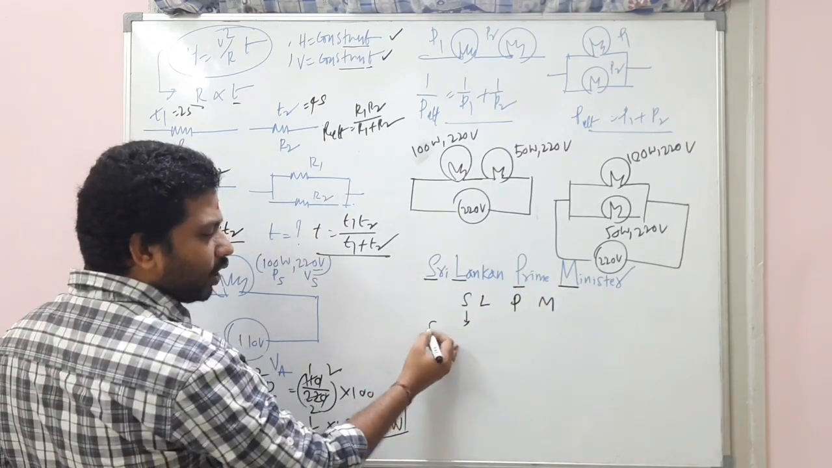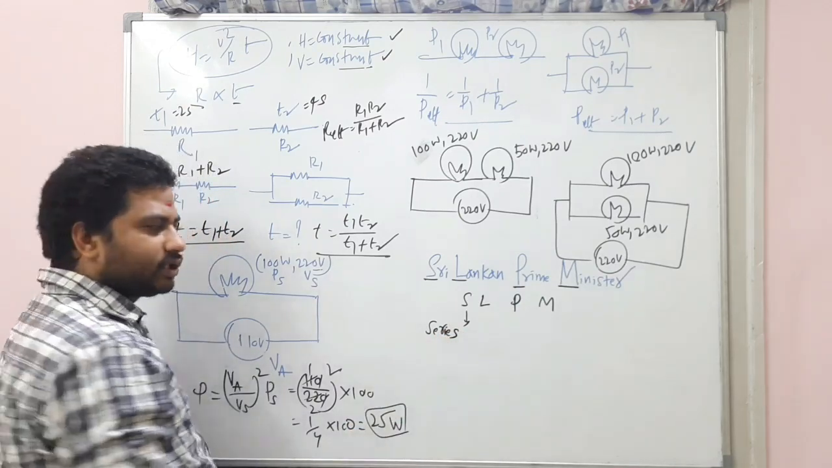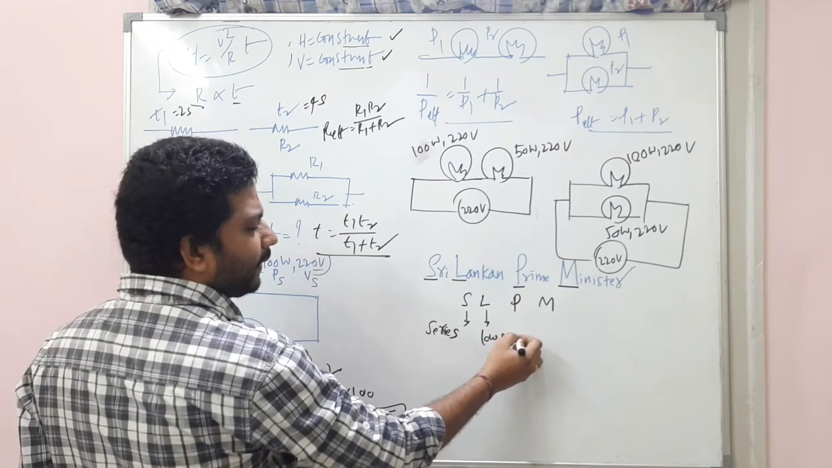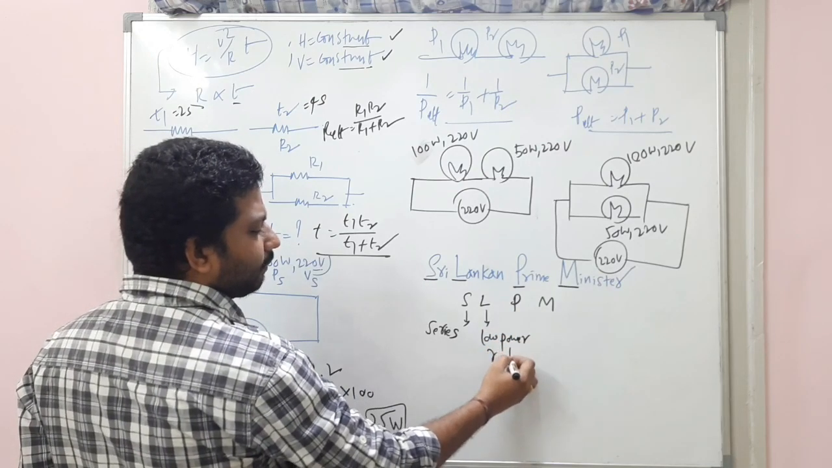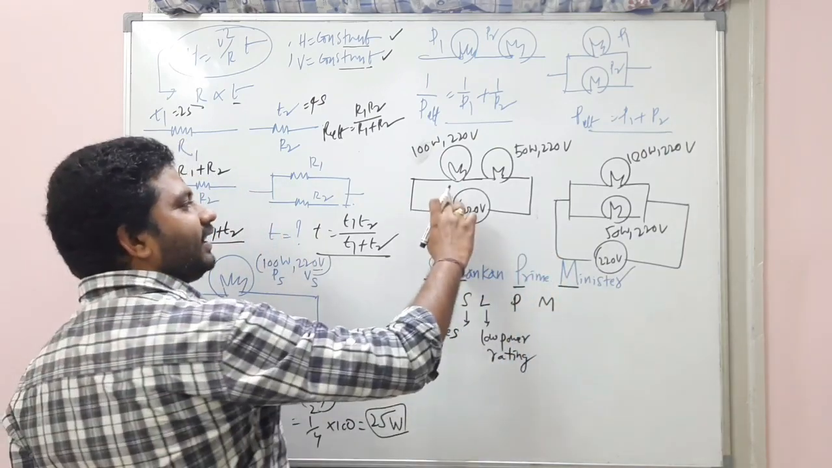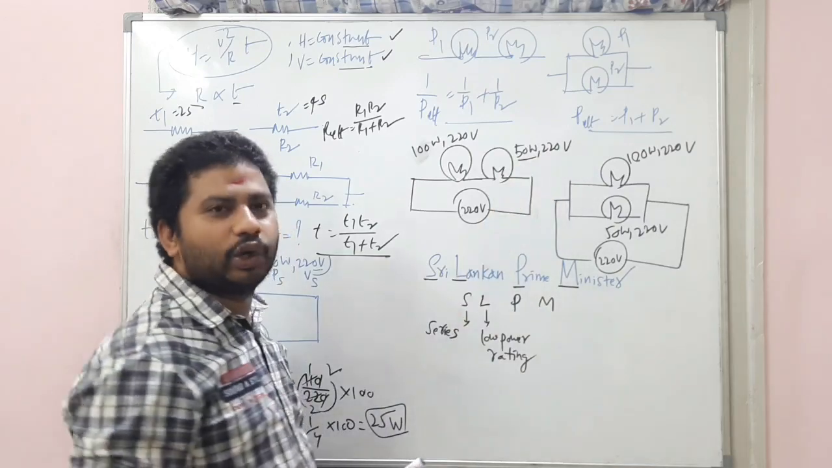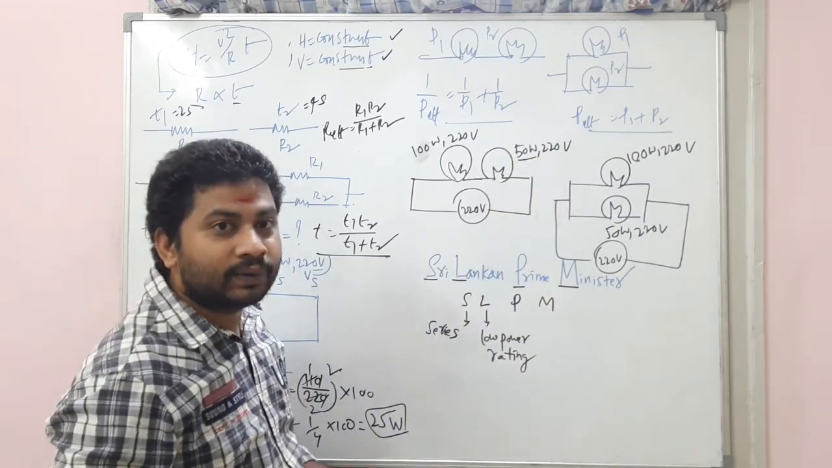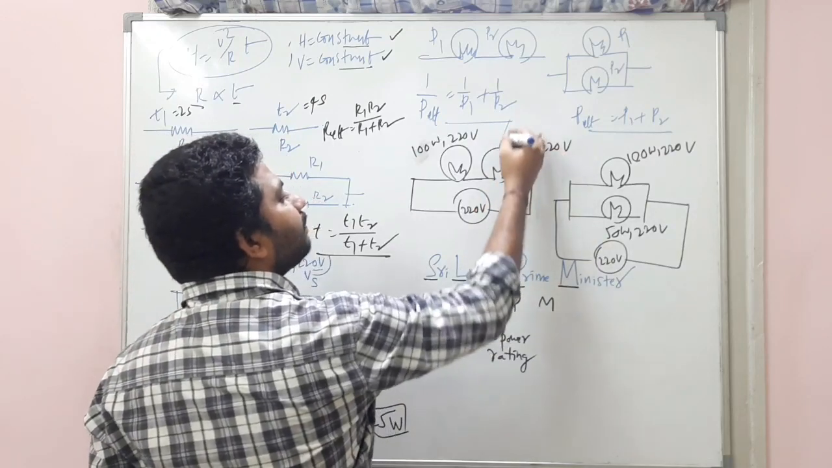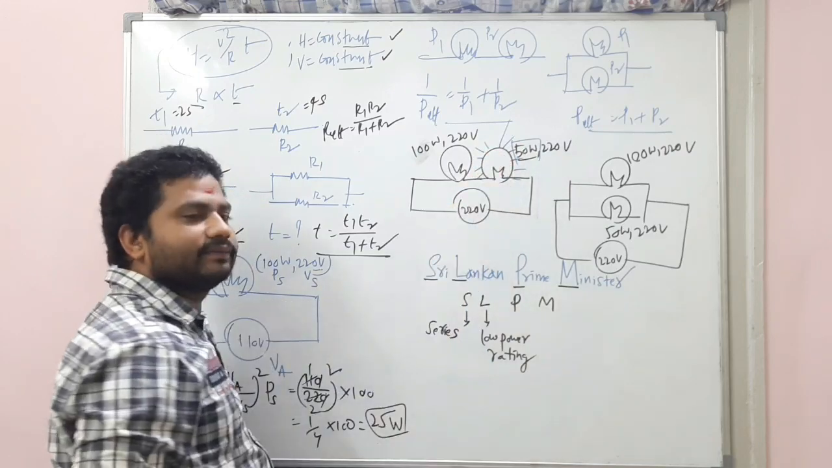SL: in series combination, my dear students, remember, low power rating bulb will glow brighter. In series combination, low power rating. So this 50 watt is the low power rating. Yes or no? This bulb will glow brighter. See, simply I am representing.